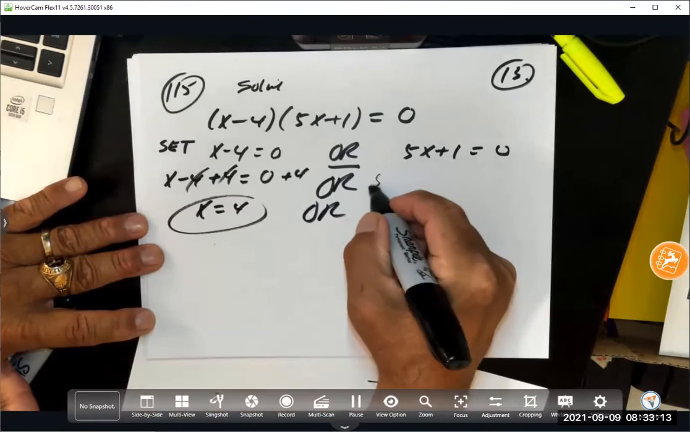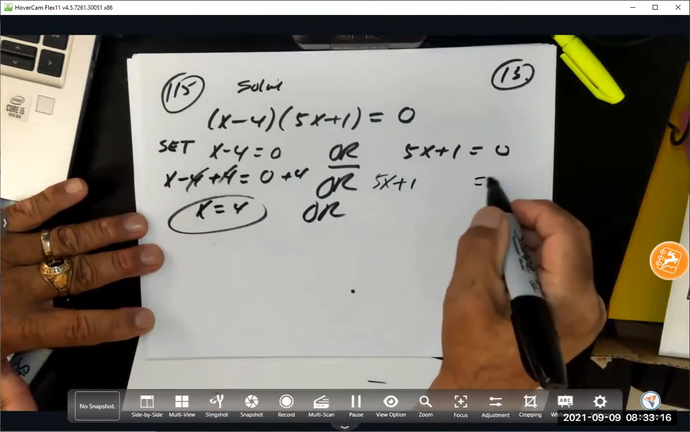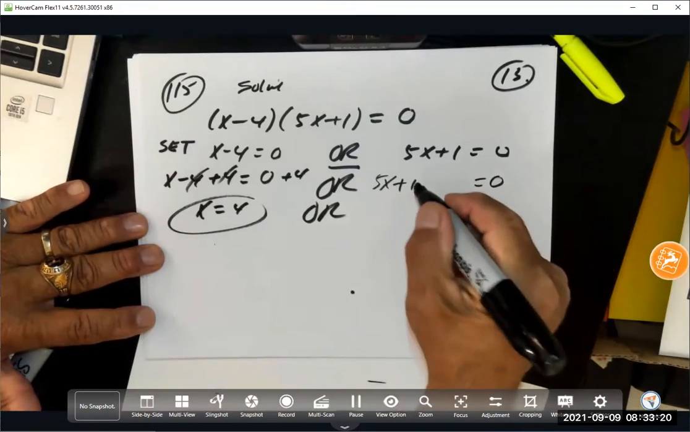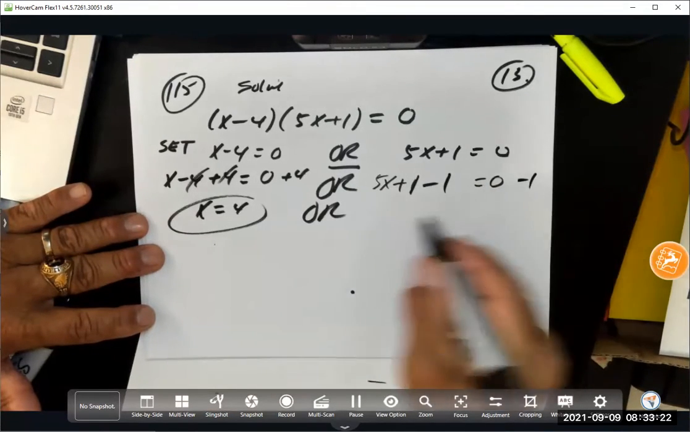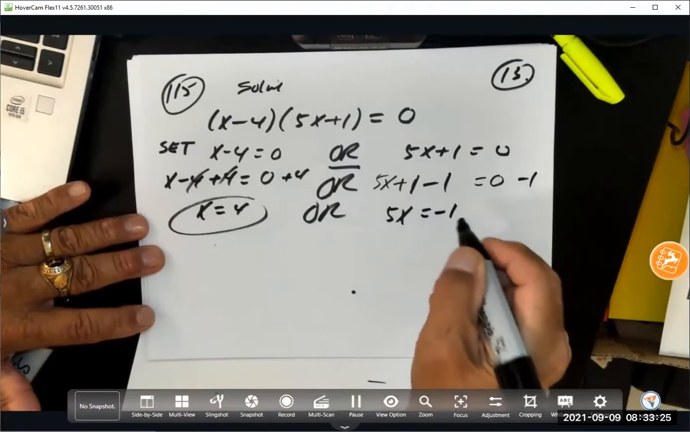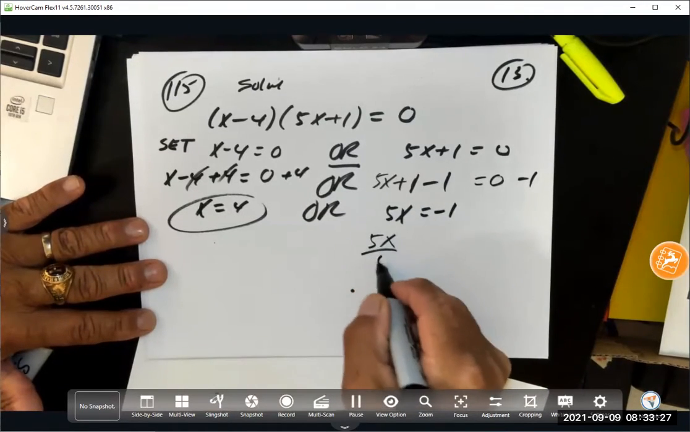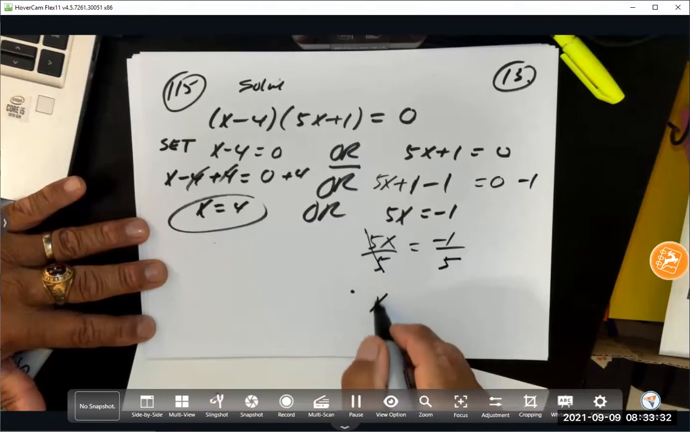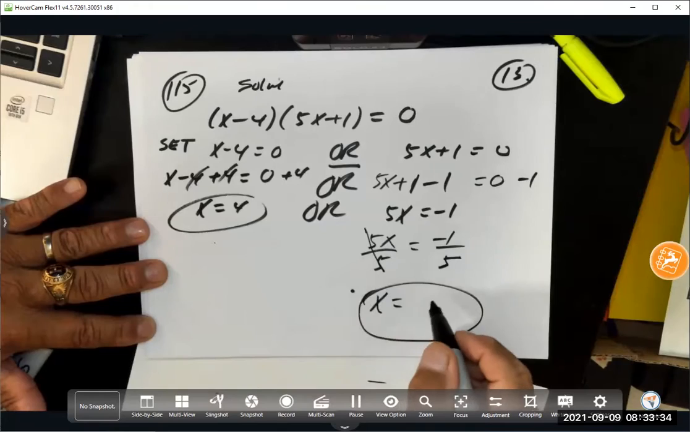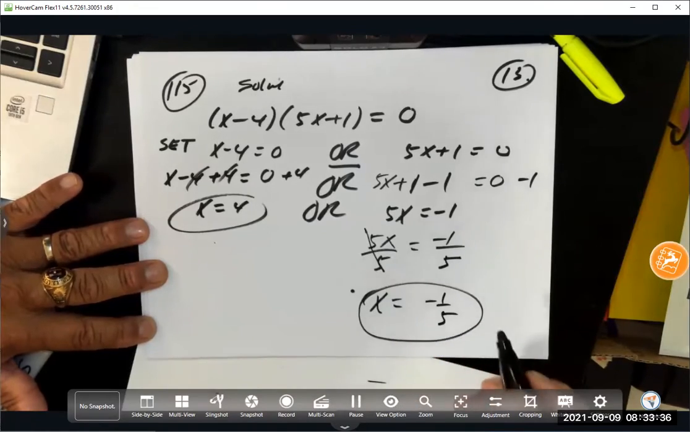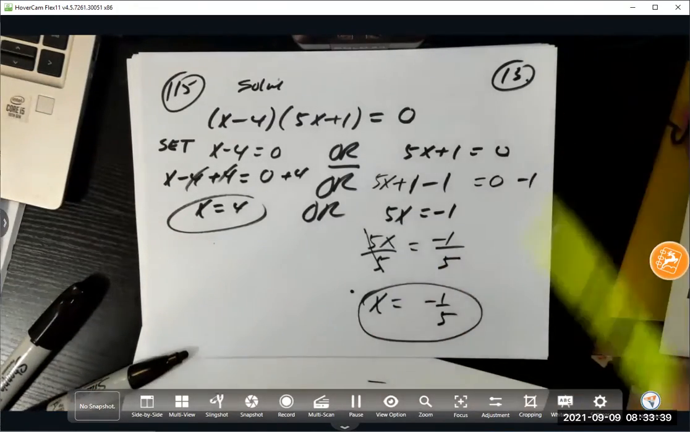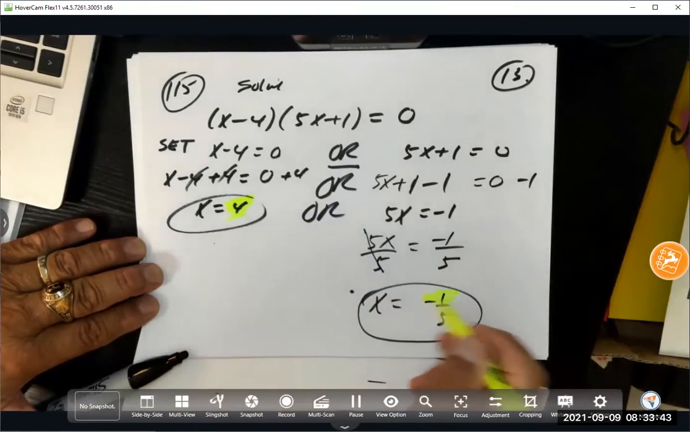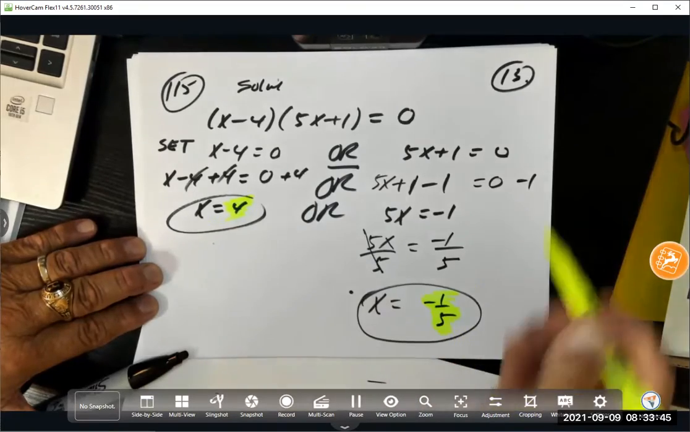Or 5x plus 1, what do you subtract from both sides? You tell me. 1. Right. So 5x is -1. So now divide this by 5 and divide this by 5. Boom, this is gone. So x is -1/5, yes or no? So we got two answers. We got 4 and we got negative 1/5. Is everybody okay right there? Yes or no?